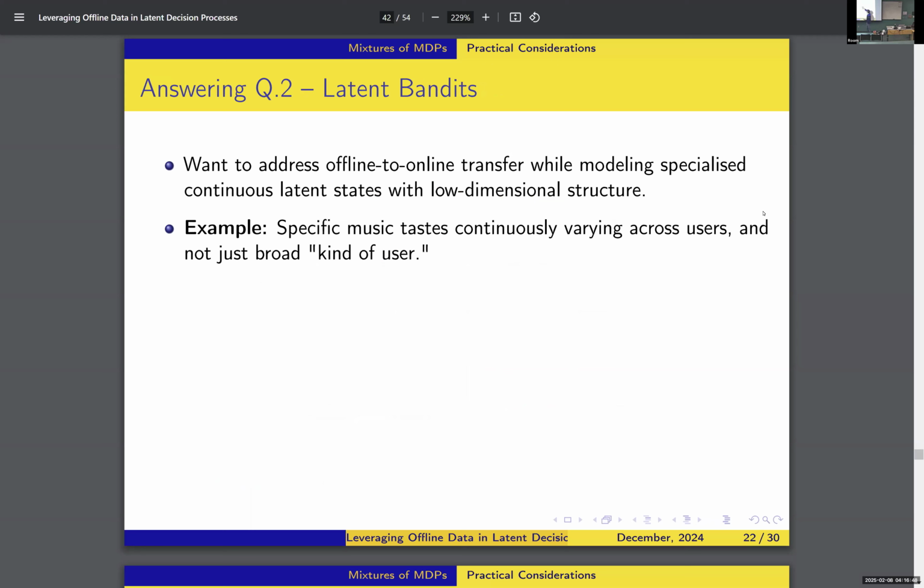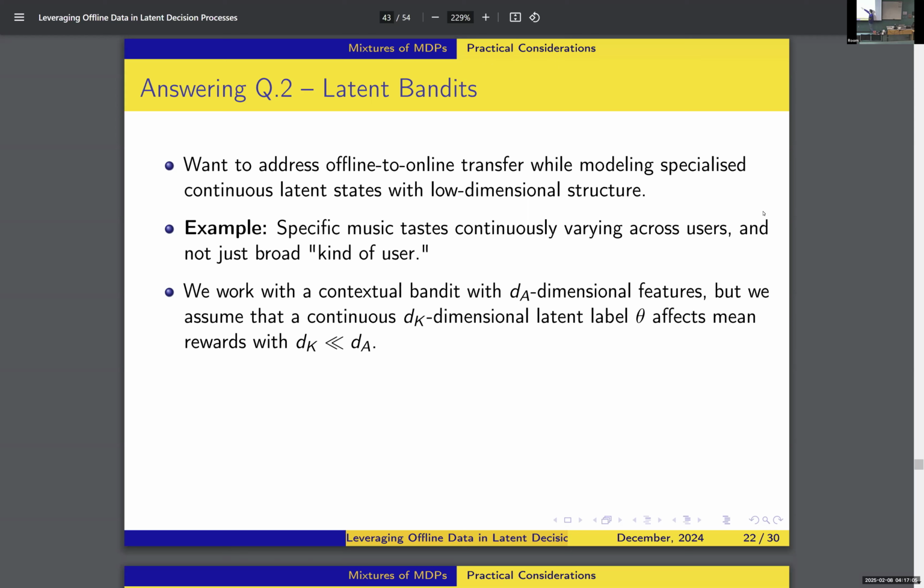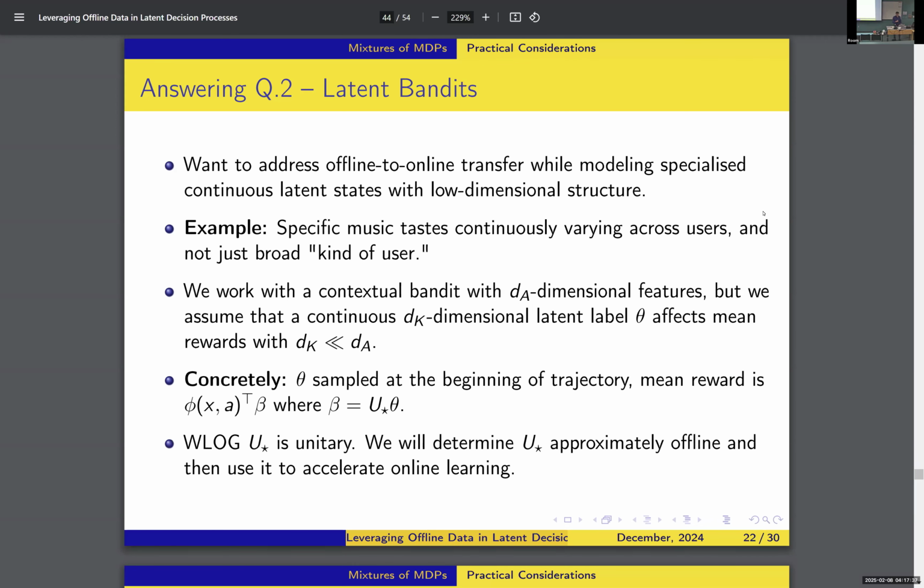This is a familiar setting for hopefully many people. You work with a contextual bandit with some d_A dimensional features. This is huge. Your featurization is like you've concatenated the user's demographics and their friend circle on that app, and so on. It's a huge context vector, so your features are massively dimensional. But you assume that a continuous d_K dimensional latent label affects the reward. And this dimension is much smaller than your feature dimension, which is believable because your feature dimension is overkill, typically.